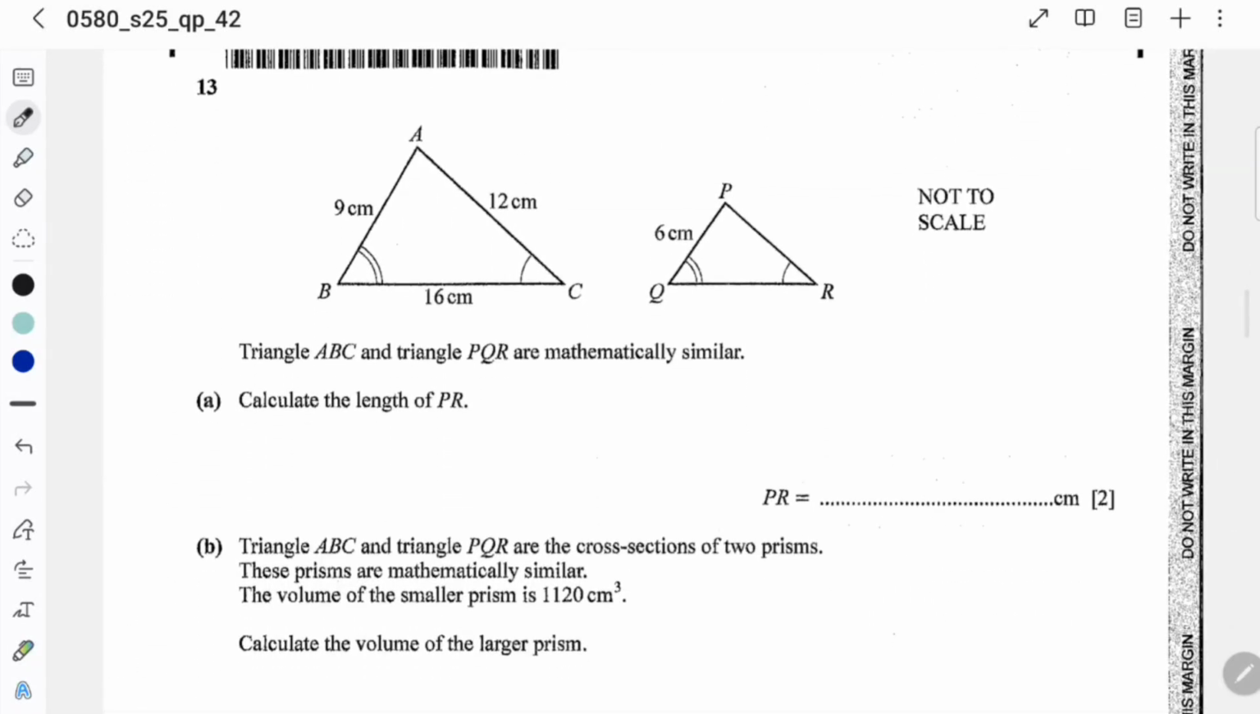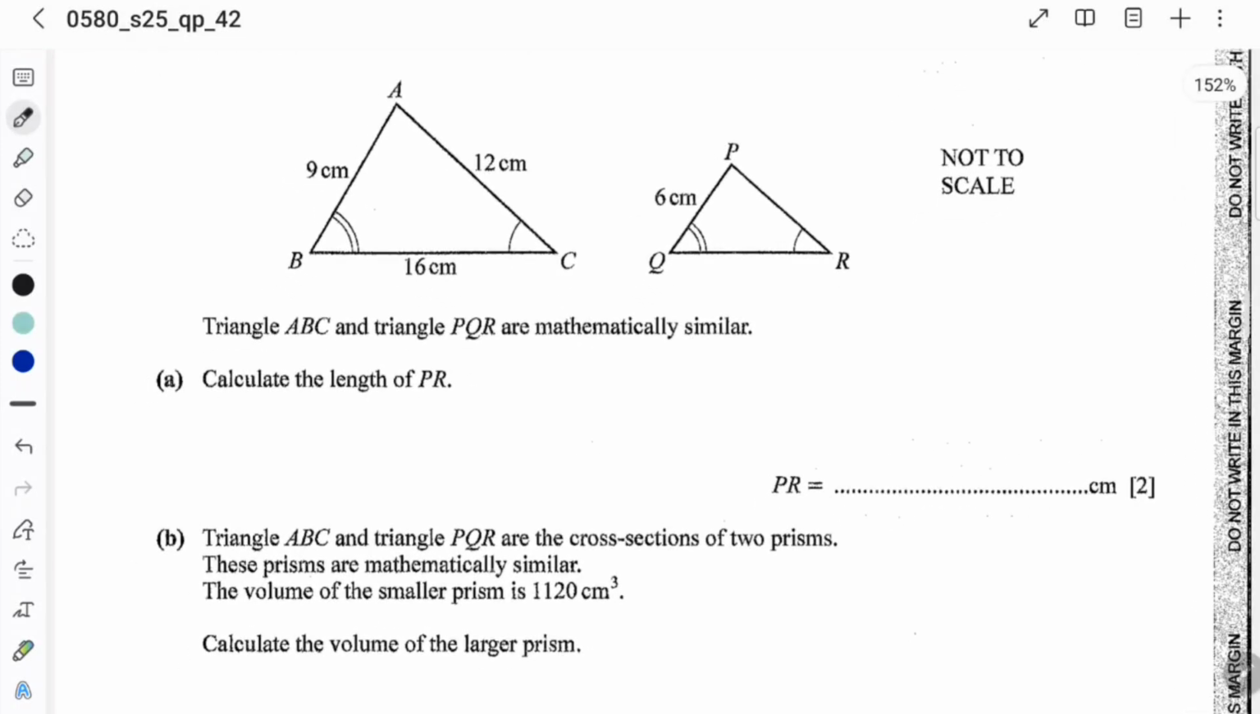Now question number 13, triangle ABC and triangle PQR are mathematically similar. Calculate the length of the PR side. So they are mathematically similar, and PQR and ABC are similar. So we will be taking AB upon PQ because PQ is given. AB is the bigger triangle, and because of the PR side I'll take AC.